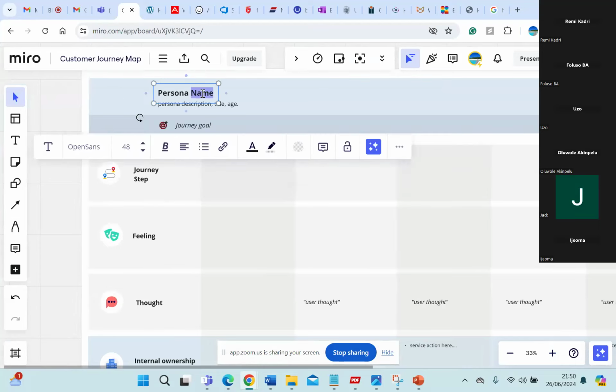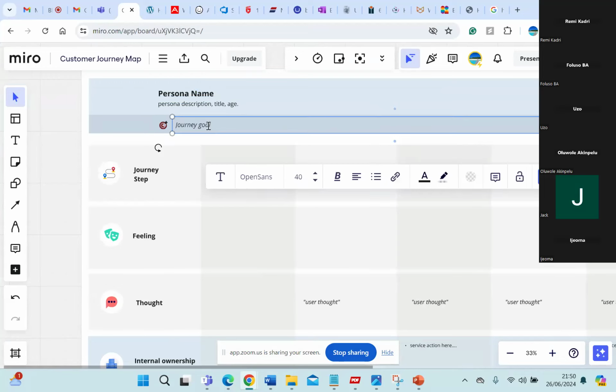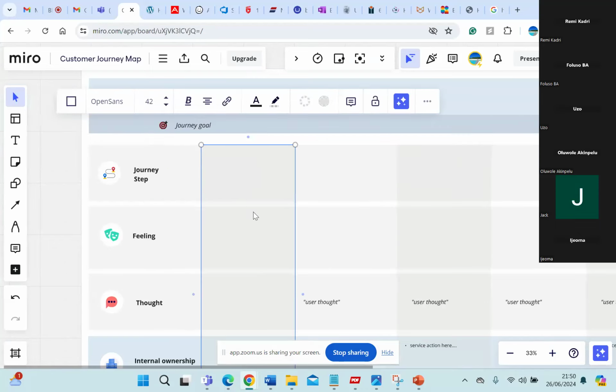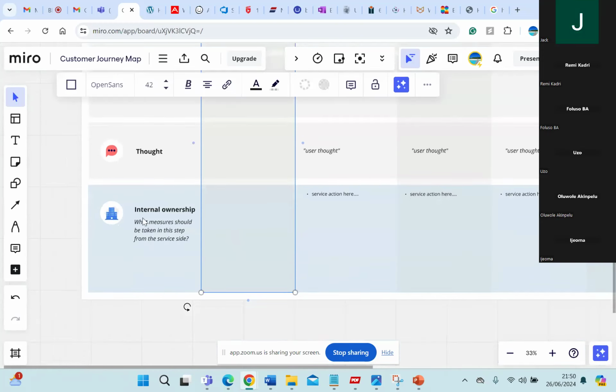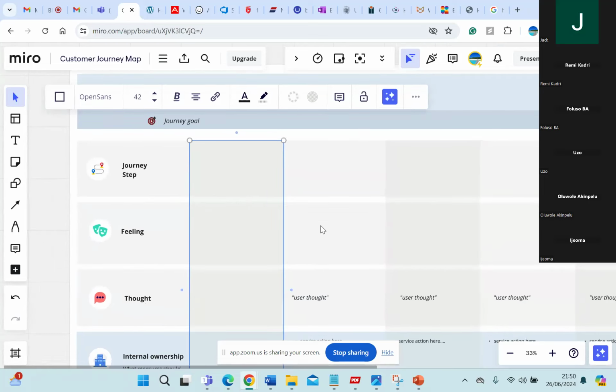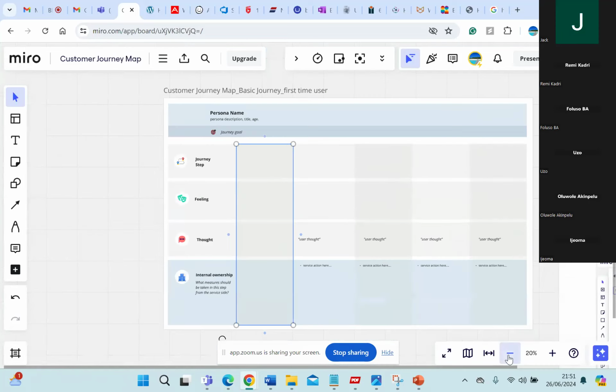Yeah, so they have the persona name, persona description, your journey goal. Remember, I talked about scope. So what scenario are you creating a user map for? You have the journey steps. So what does the user do while they're doing that? What are they feeling? What are they thinking? Whose responsibility is this? There are other lanes you can add. These are just 3. You can add more. This is not complete, because I don't want to waste time.